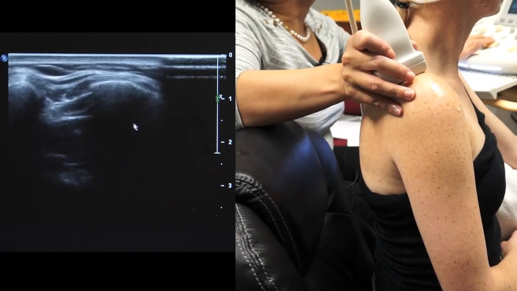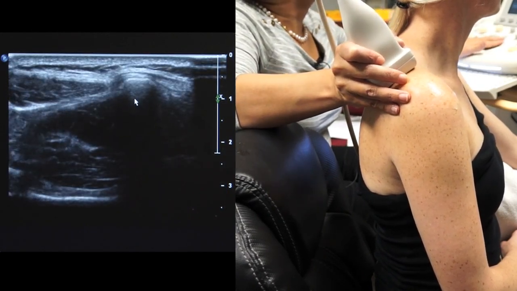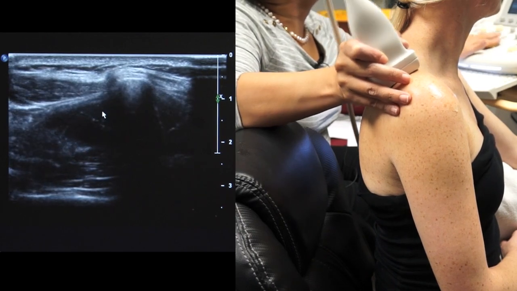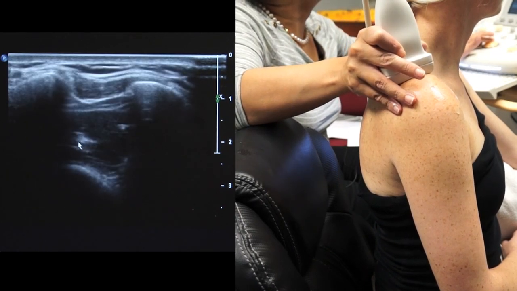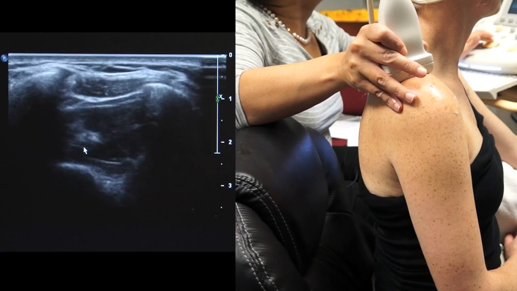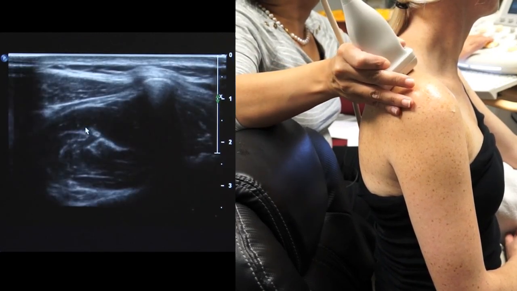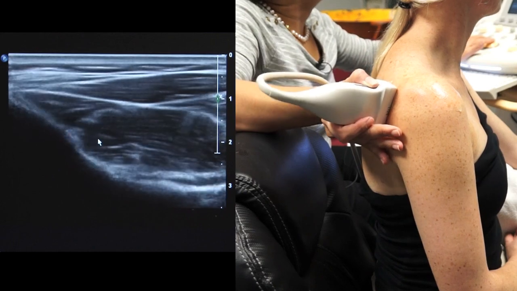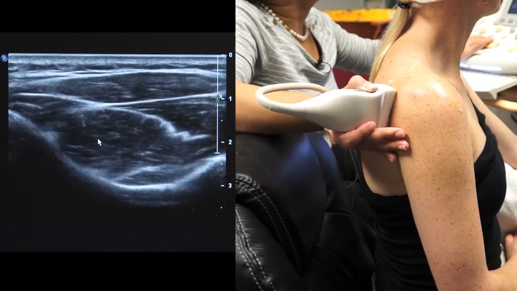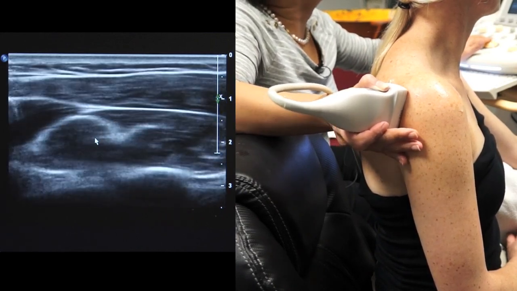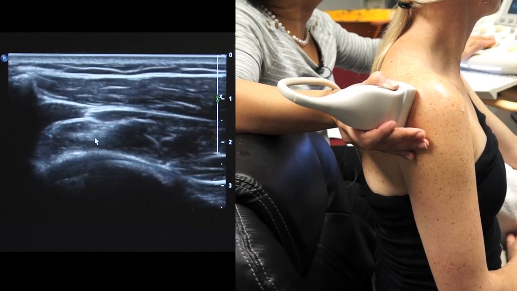Swinging up. Now we are superior or cranial to the spine. We are looking at the supraspinatus muscle with the tendon forming. Now we can't trace this tendon all the way out to the insertion because of the acromion. But for the infra, we can sit here and we can slide the transducer towards its insertion.